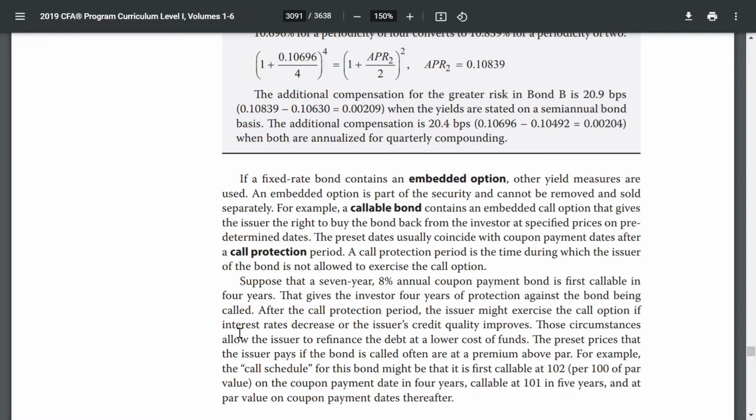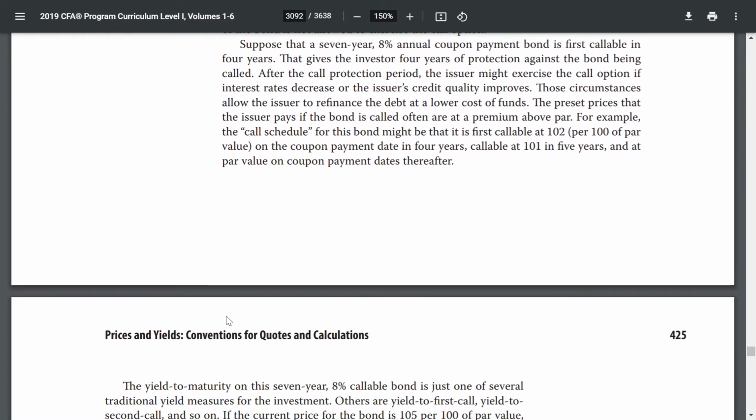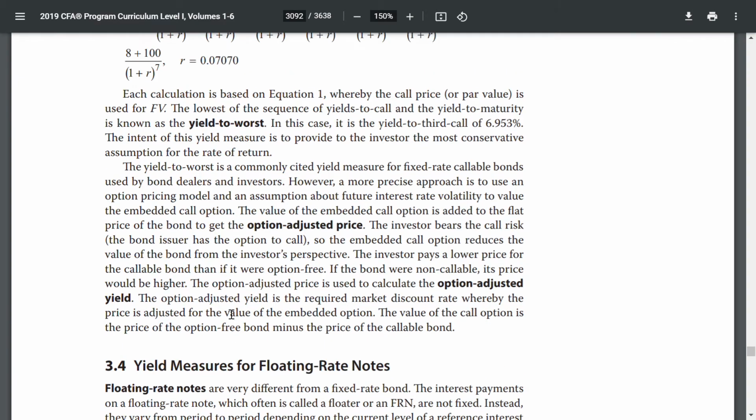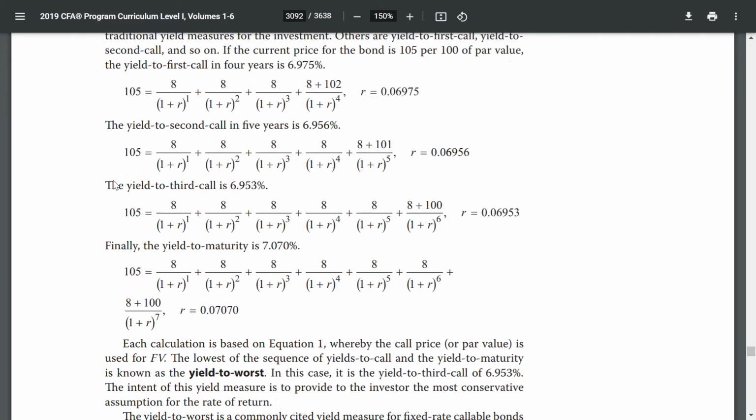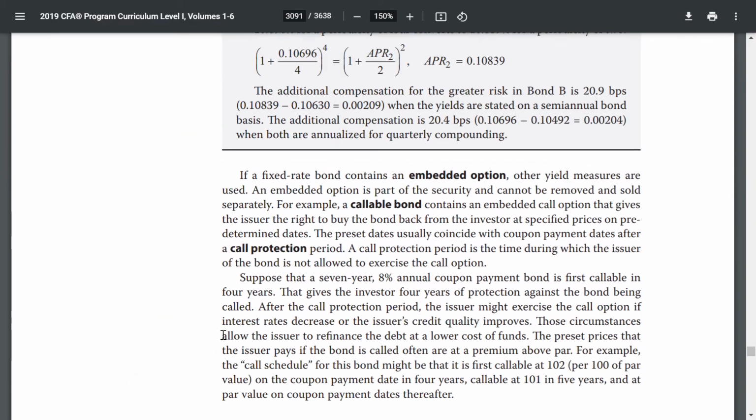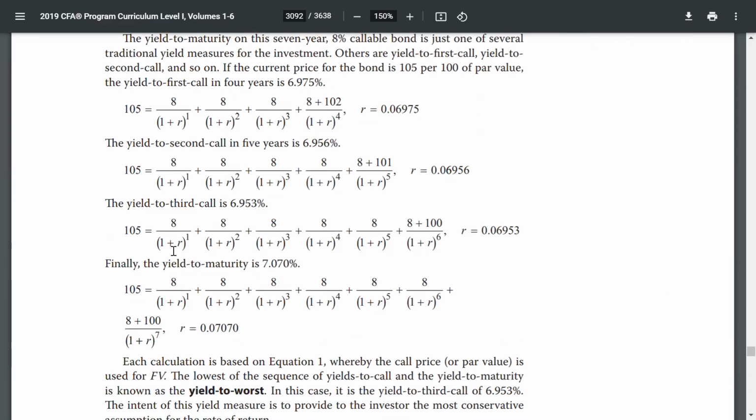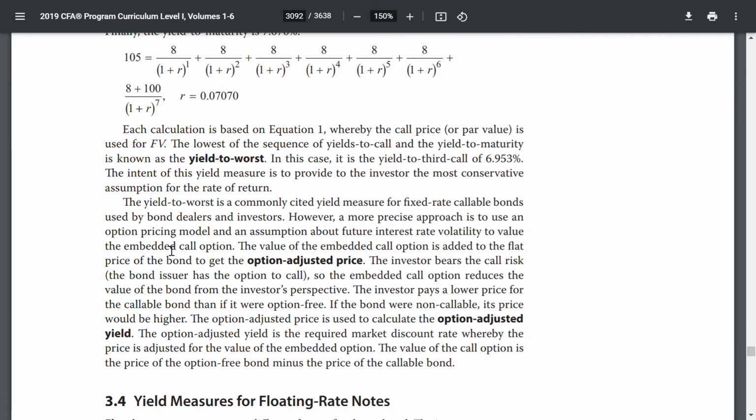If interest rates decrease, or the issuer's credit quality improves, the bond may be called. Each calculation is based on equation 1, whereby the call price is used as the future value. The lowest of the sequence of the yields to call and the yield to maturity is known as the yield to worst. In this case, the yield to the third call is 6.953%.